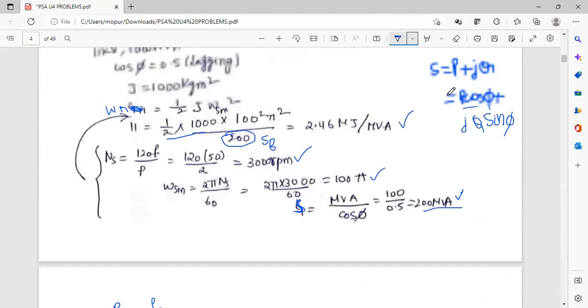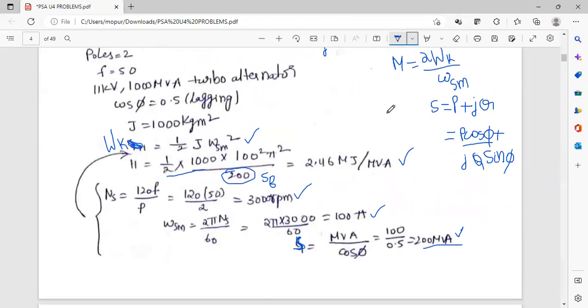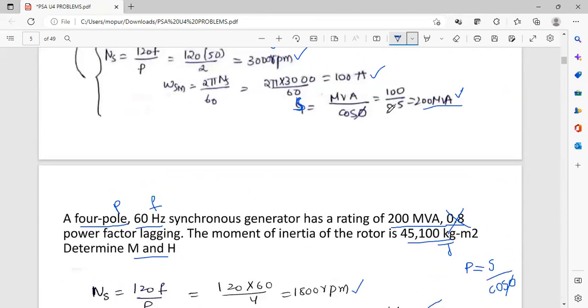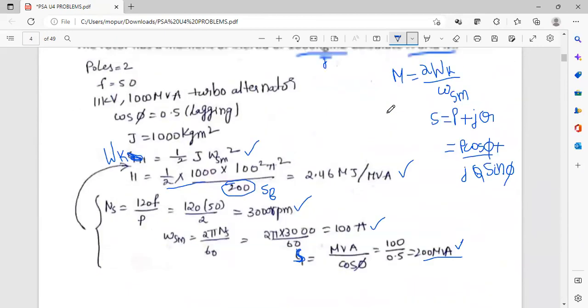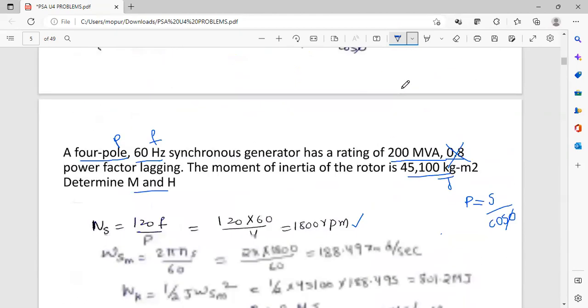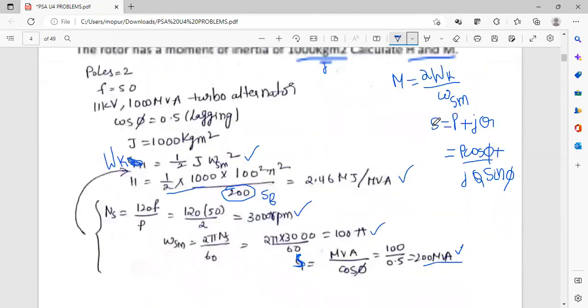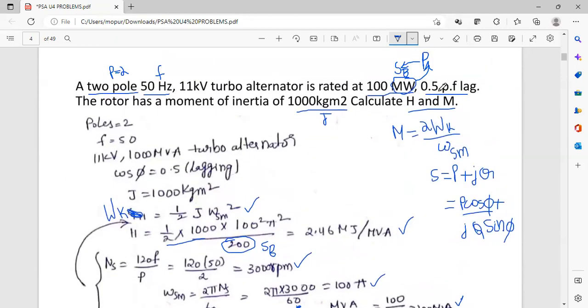In the previous problem also, I showed you how to find the value. Based on the unit, we should proceed. You see carefully. In this problem, the unit is megawatt. Whenever they give megawatt, you divide with the power factor. Whenever they give megavolt ampere, you directly take this as SB. You can remember like this. When they give megavolt ampere, you can take this directly as SB. When they have given megawatt, you should divide this with the power factor.